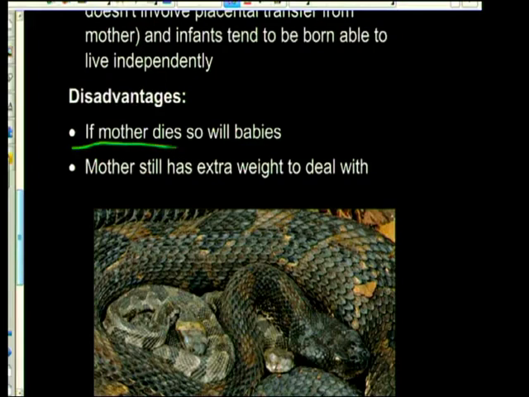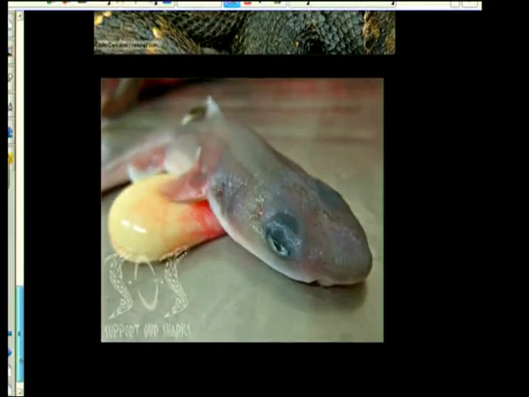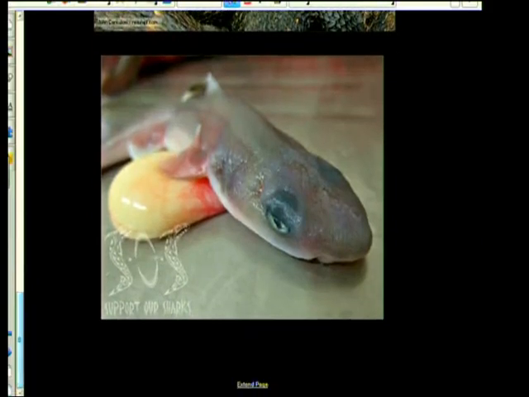Disadvantage: if the mother dies, so will the offspring. The mother still has extra weight to deal with, just like in vivipary. Examples are the snakes and the sharks.